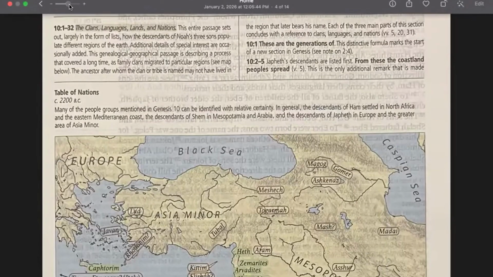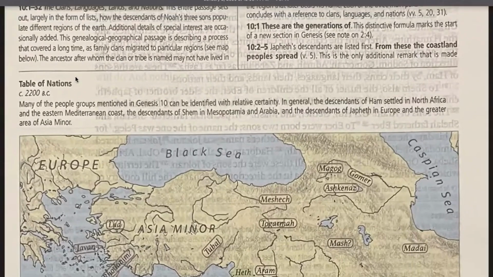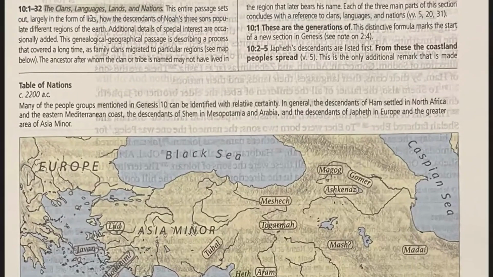All right, there we go. The clans, languages, lands, and nations. Genesis chapter 10, verses 1 to 32. This entire passage sets out, largely in the form of lists, how the descendants of Noah's 3 sons populate different regions of the earth. Additional details of special interest are occasionally added.